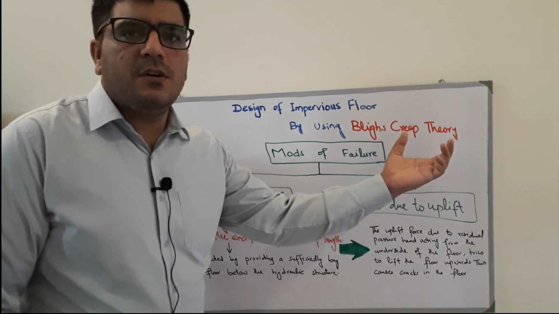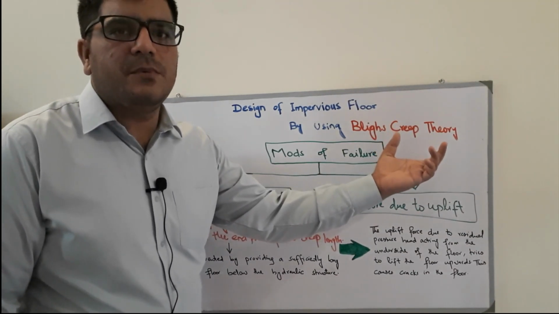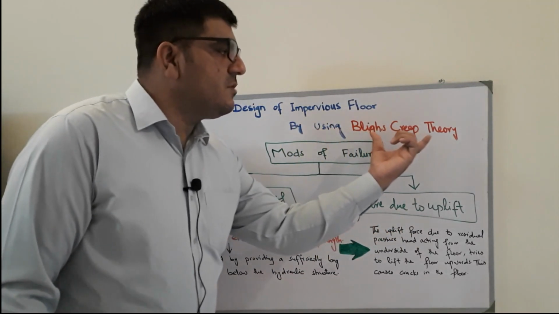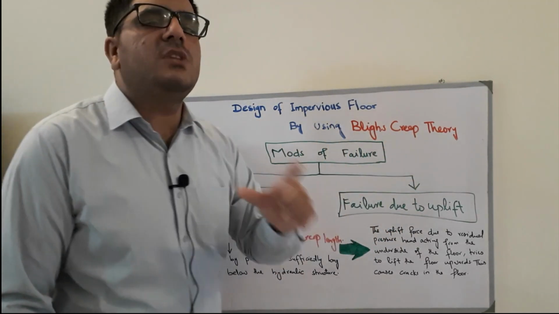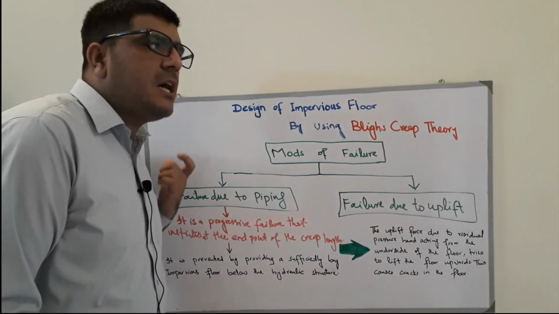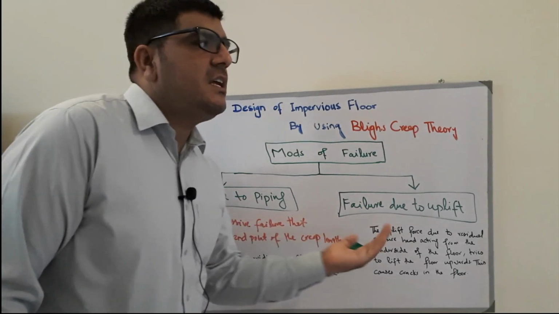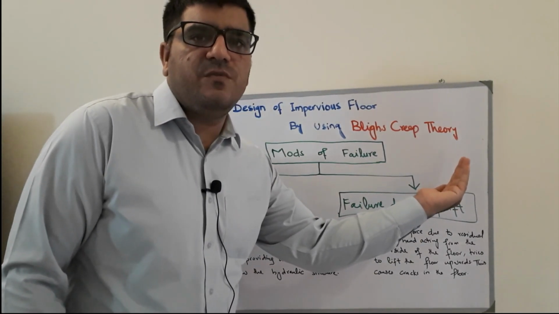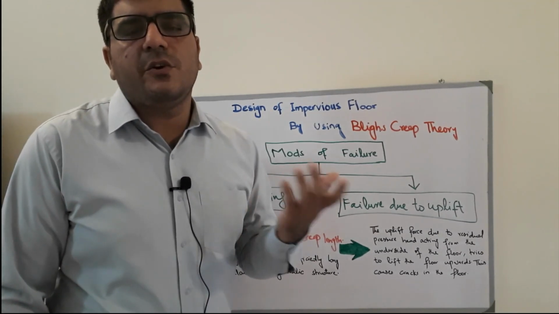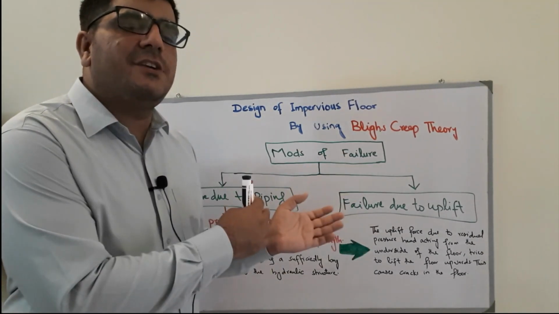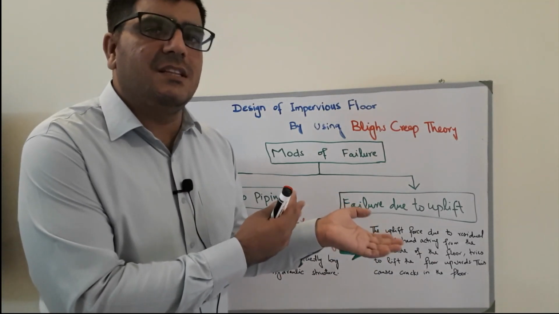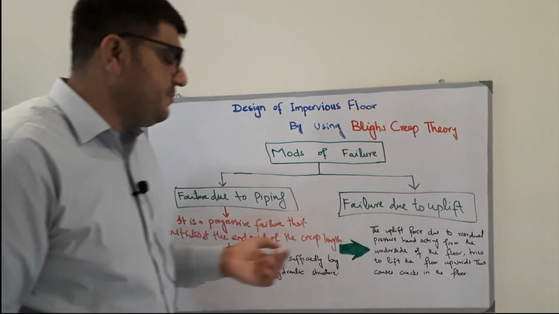Now I have used a word called creep. So what is the creep length, or the theory called Bligh's creep theory? The creep is basically the path the water particles traverse from the upstream, below the structure, and to the downstream where it comes up. The total length is basically called the creep length. We will also try to calculate the creep length for different structures later in this lecture.